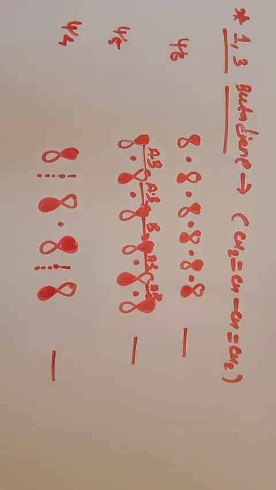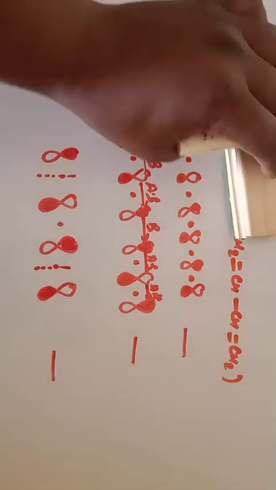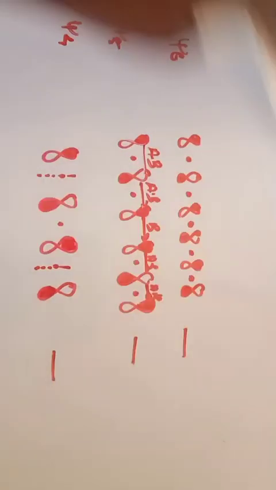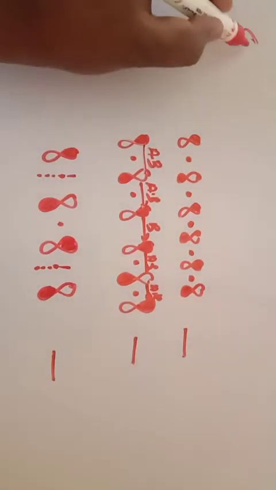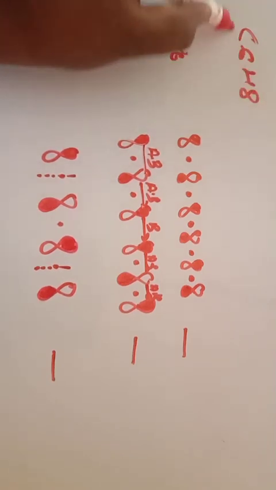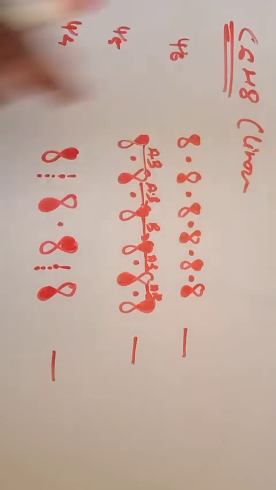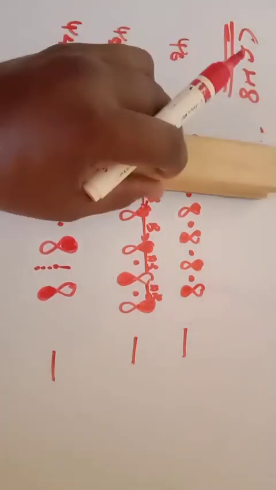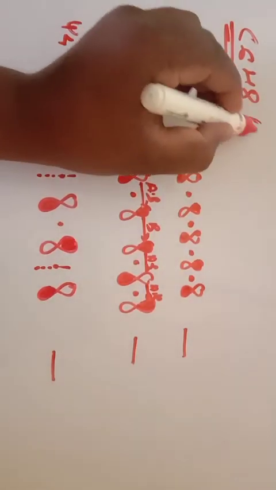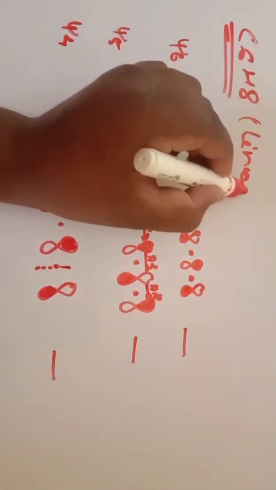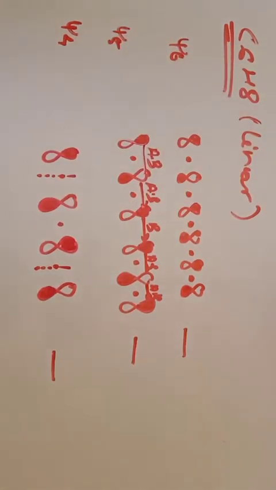So psi3 is your HOMO and psi4 is your LUMO for your C6H8. The heading is for 1,3-butadiene, but you should remember it is not 1,3-butadiene, it is C6H8, but it is linear. It is a linear pi system. So C6H8 is your linear pi system.